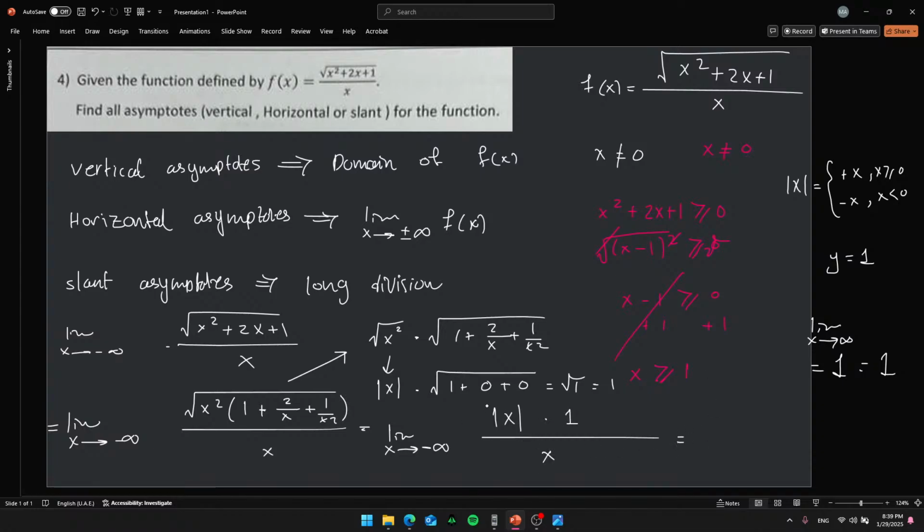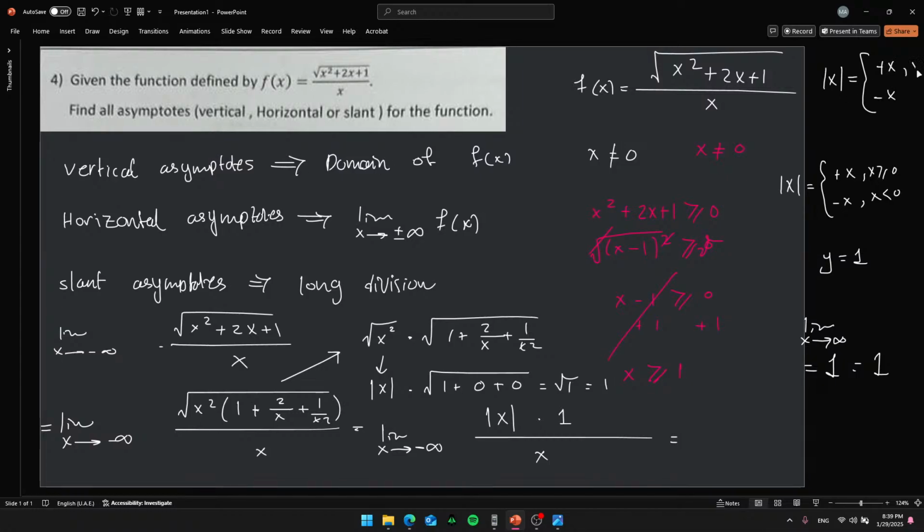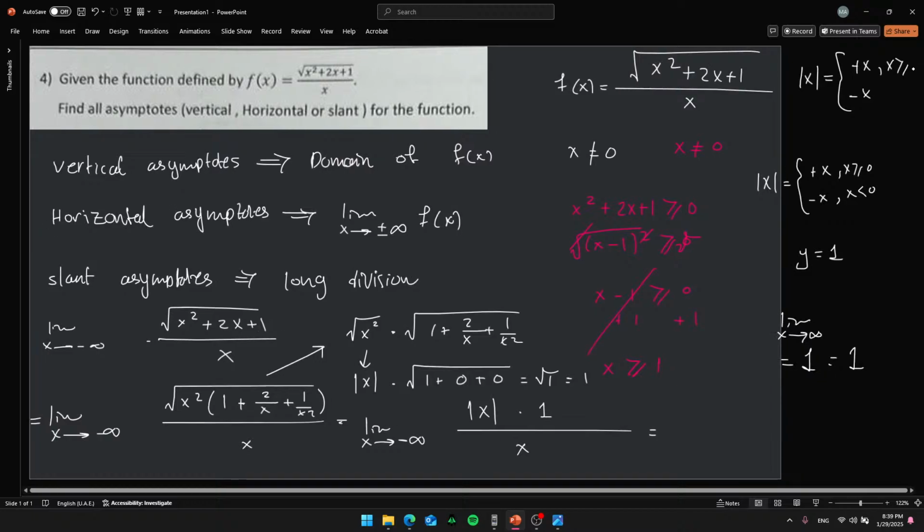Now let's rewrite the absolute value function: positive x when x is greater than or equal to 0, and negative x when x is less than 0. Now in this case x approaches negative infinity, so it's less than 0, so we're going with the lower function. So negative x over x. x over x is 1, but we have a negative, so negative 1. And whenever we have a limit of a constant, it's simply the constant.